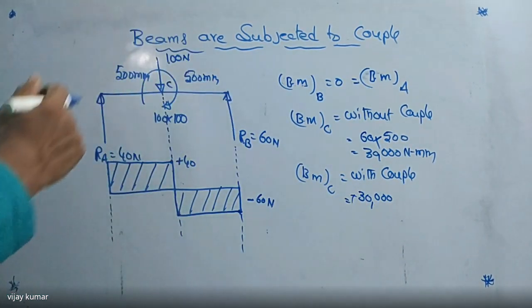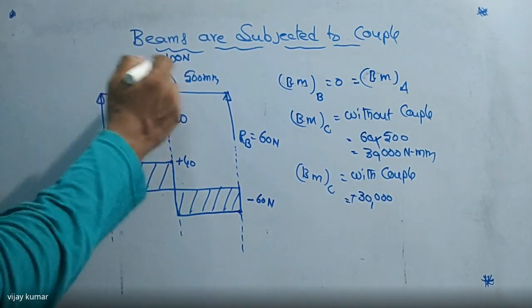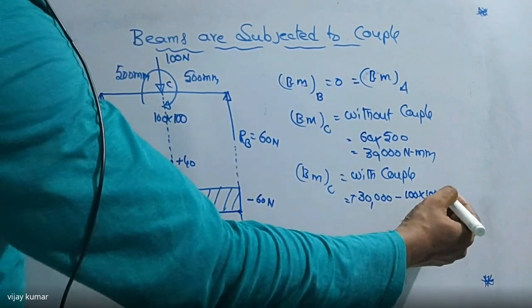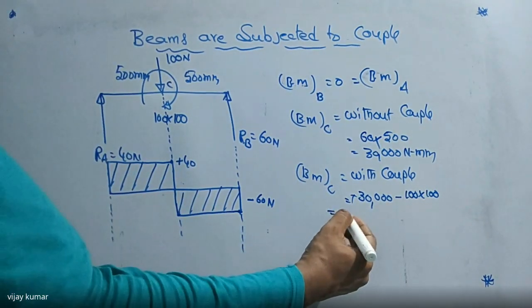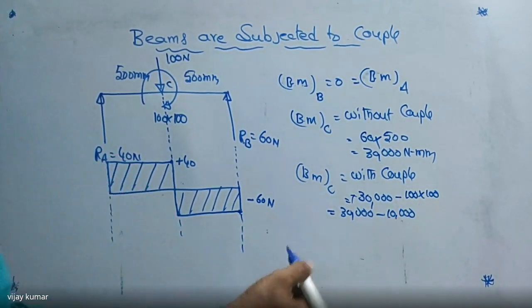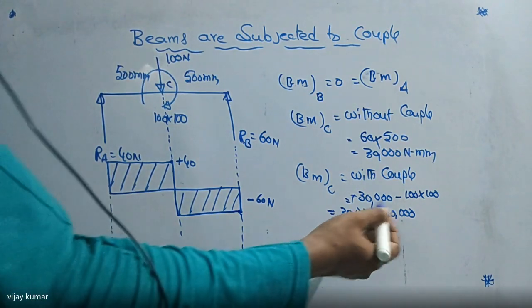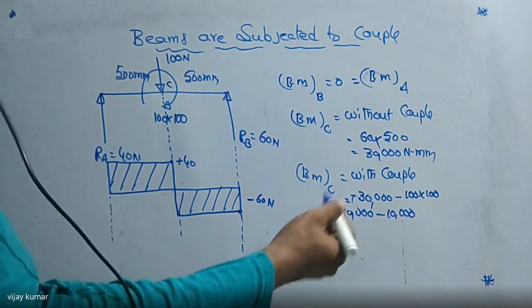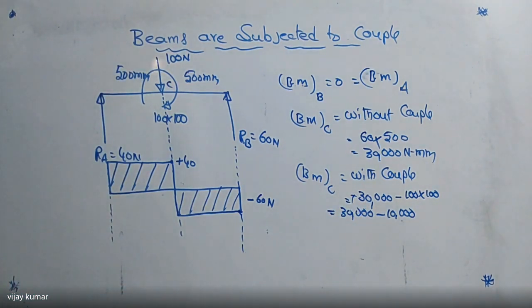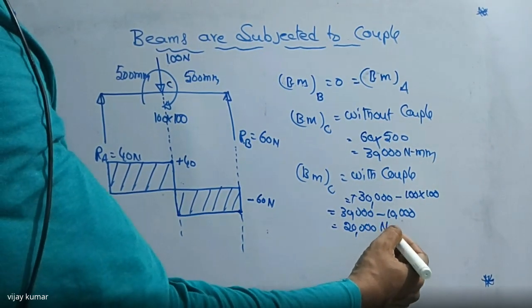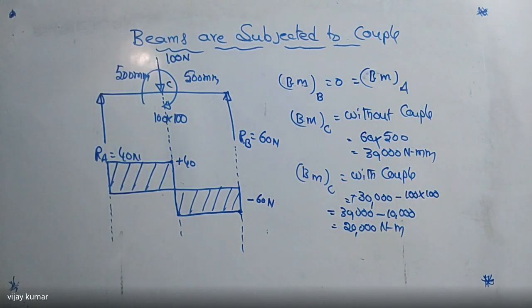Why? Because it is moving in upward direction. And at this couple, it is clockwise direction. It is negative, minus 100 into 100. Then I am getting here 30,000 minus 10,000. So it is in terms of Newton millimeter. If you convert into meter, divided by 1000, then we are getting in terms of Newton meter. So 20,000 we are getting here. So these are the values of bending moment at point C with couple and without couple.